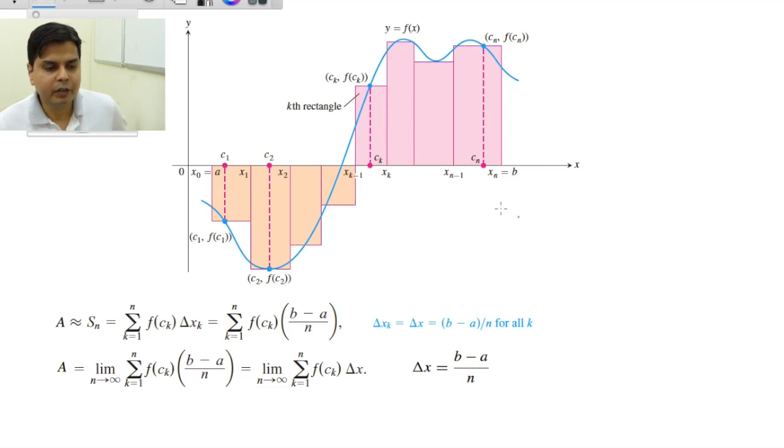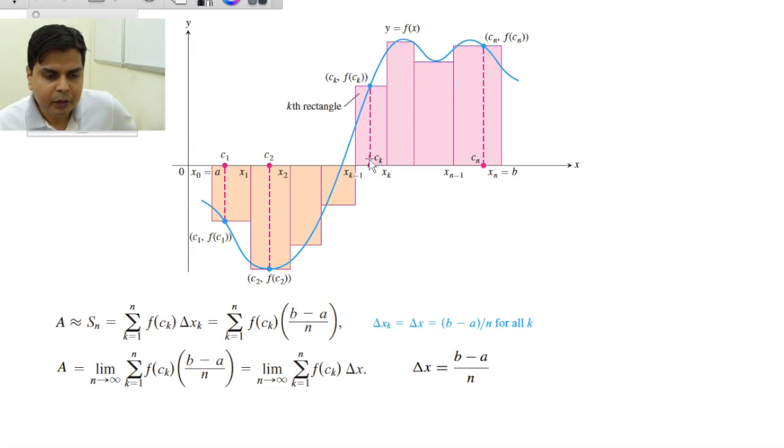Now see what I have done here. I have divided the x-axis from x equals a to x equals b into n different subintervals. The length of each subinterval I have taken as (b minus a) by n. I have assumed that all the subintervals are of equal length. This has been done just to make the calculation easier. You can assume that all the subintervals are of different length. There is no problem in that.